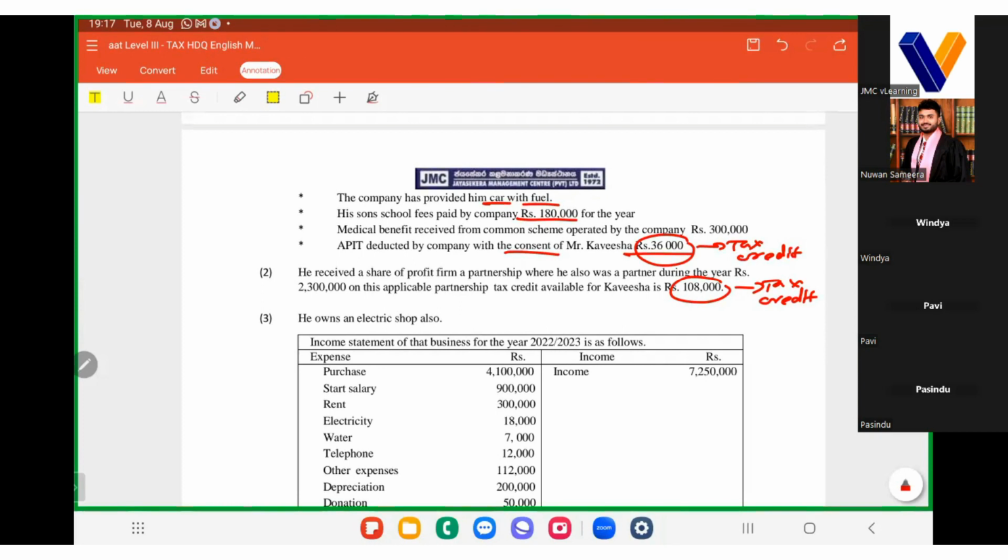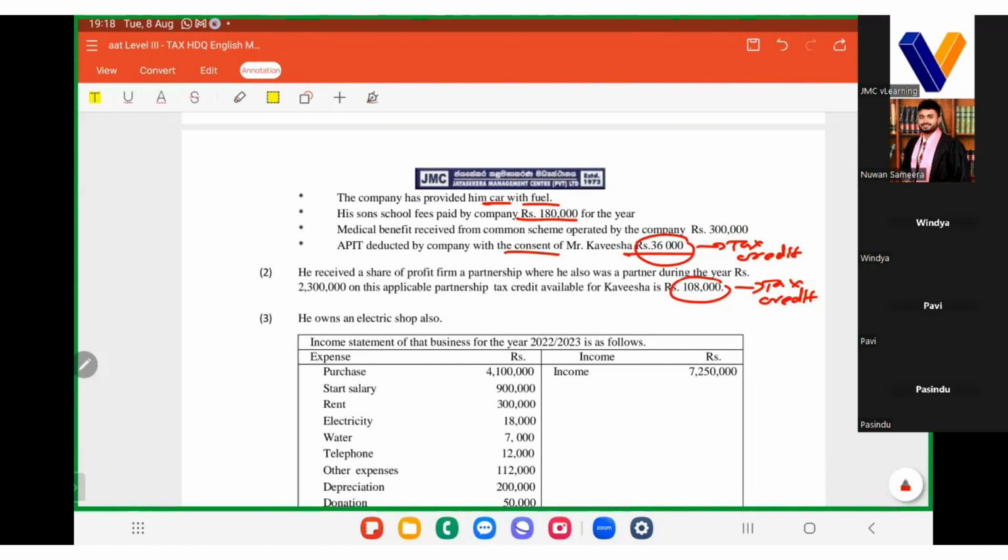That's all. There is no need to know how to calculate this APIT, but it is better to get a general understanding by referring to the APIT: who should be liable, what is the threshold of income liable to pay APIT. This APIT is the advance personal income tax, right? So there is an advance payment of the income tax. Therefore, you can deduct that paid APIT as a tax credit when you calculate the balance tax payable.